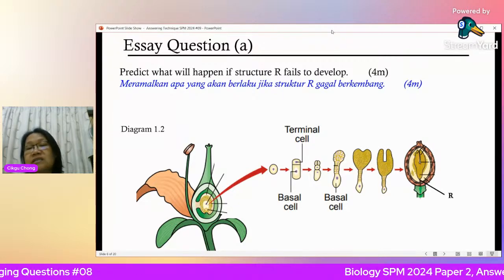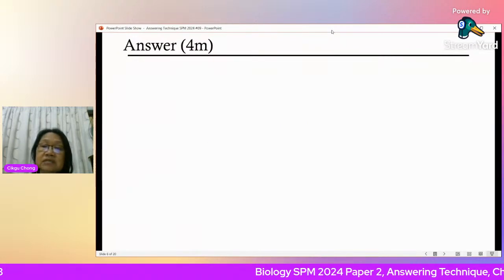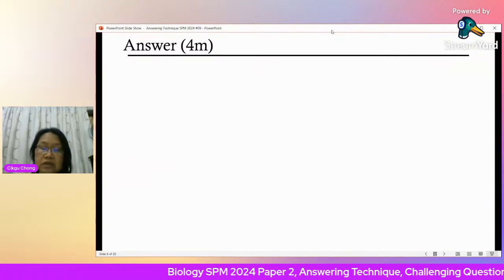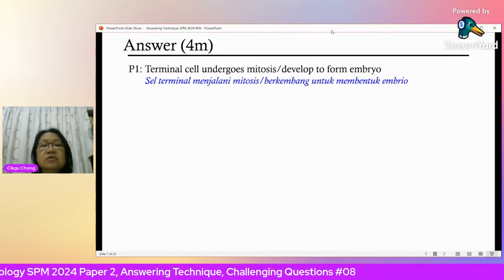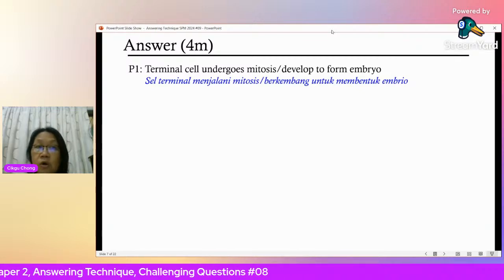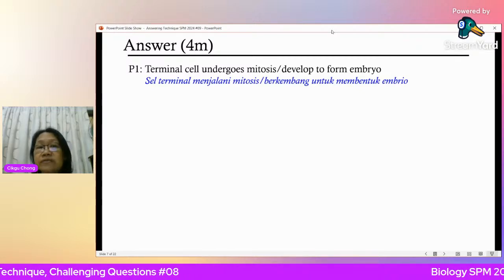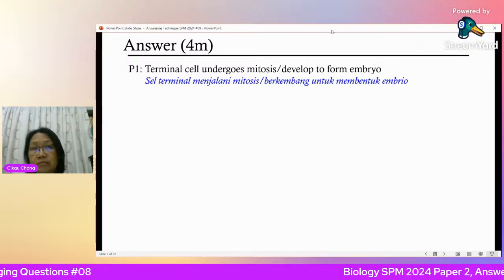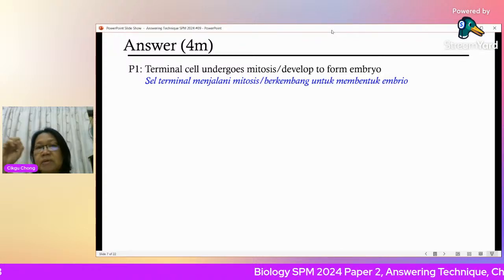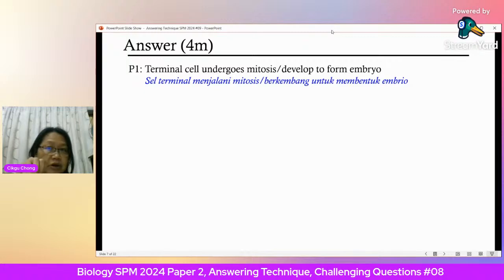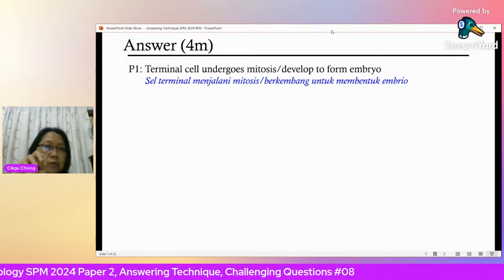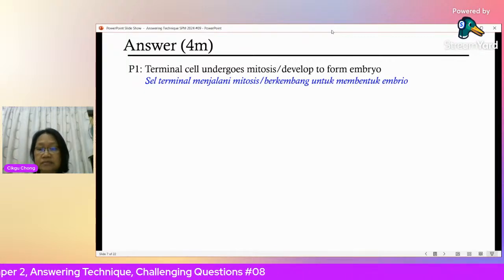Okay, structure R is actually the suspensor which holds the embryo. So the terminal cell undergoes mitosis, or the terminal cell develops to form the embryo. The terminal cell is the cell that is going to make up the embryo. And at the bottom, you have the basal cell, which is going to form the suspensor.